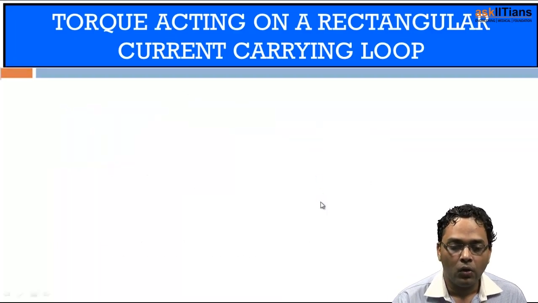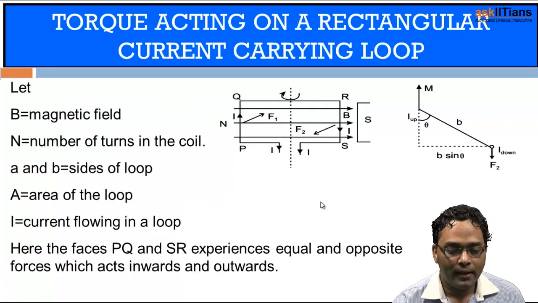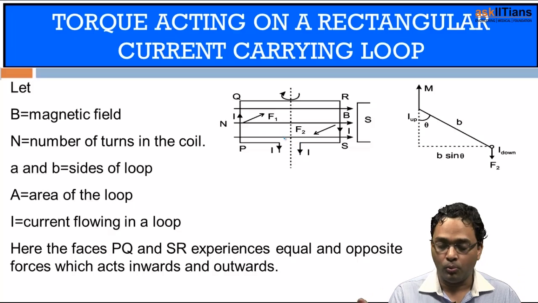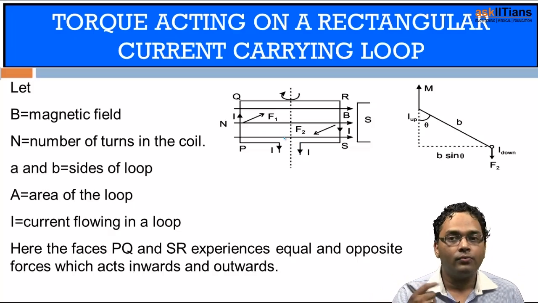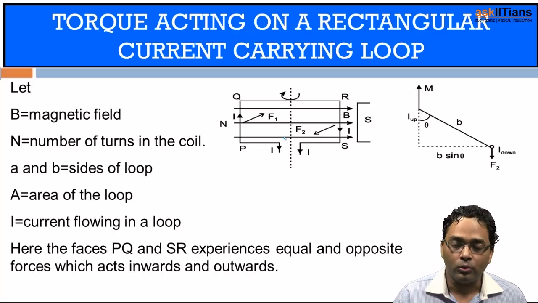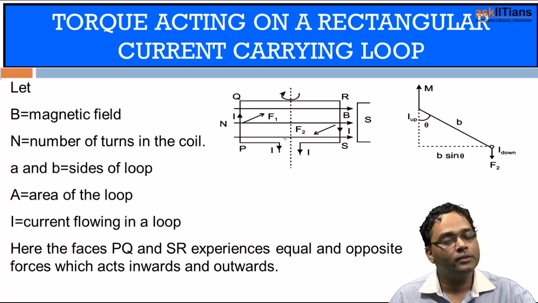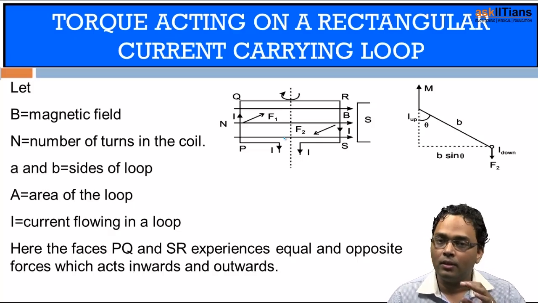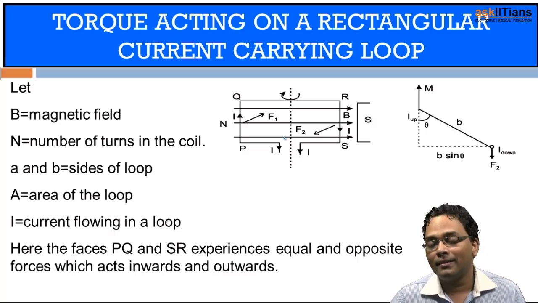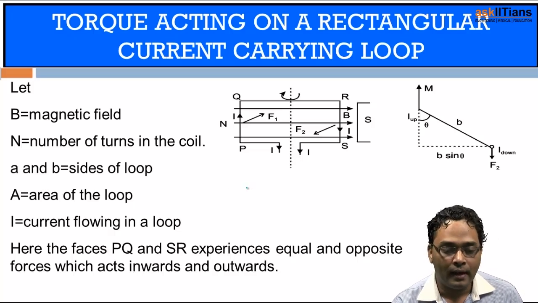As a result, let B be the magnetic field acting between the two poles that are given, and N the number of turns of the coil. The more the number of turns, the more effective is the force that is going to be acting. And if I assume not a square loop, let's assume a generic one, with A and B being the two sides. Capital A is the area of the loop, and I is the amount of current that is flowing. So what will we get?